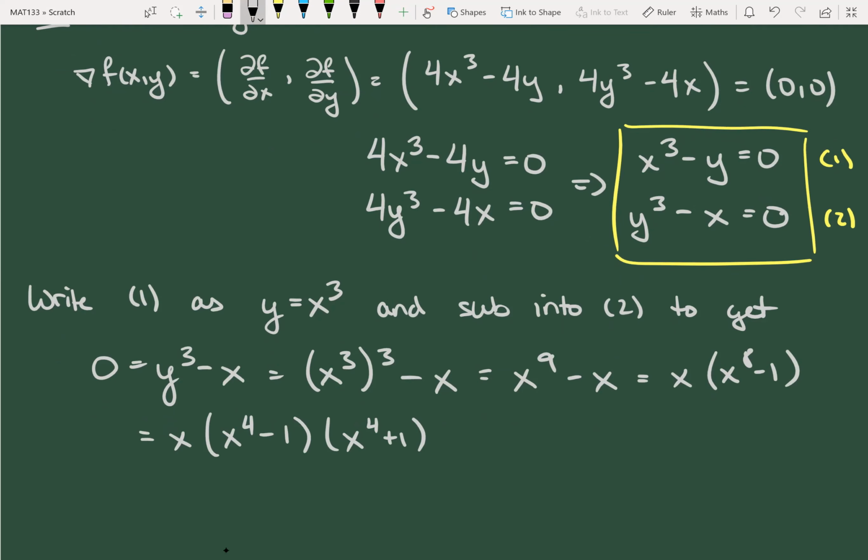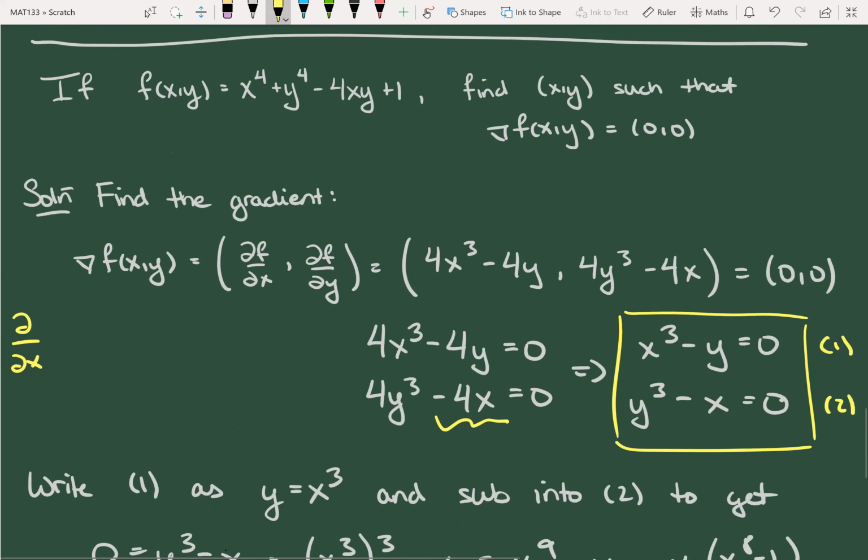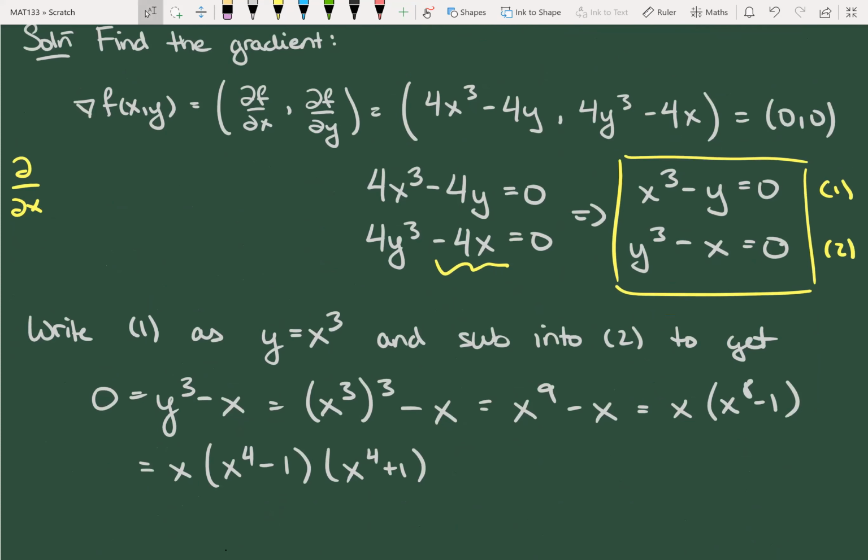Okay, sure. The question was, how did I get these things? So here I've got the x derivative of the function: x to the 4 plus y to the 4 minus 4xy plus 1. Certainly the x derivative is 4x cubed plus 0, and the one term goes away.